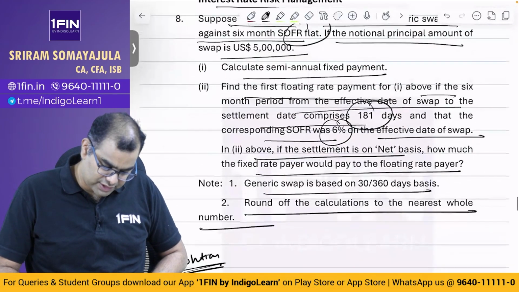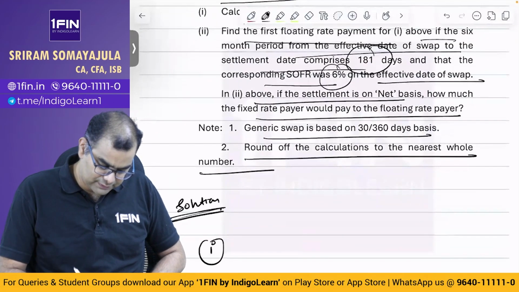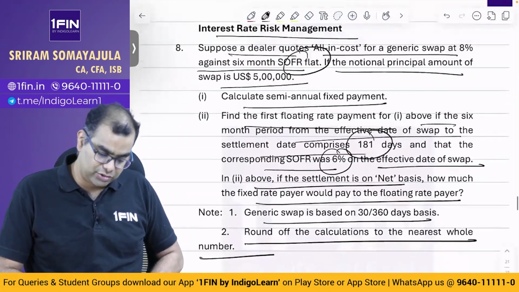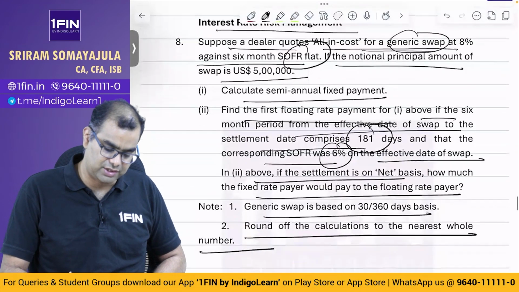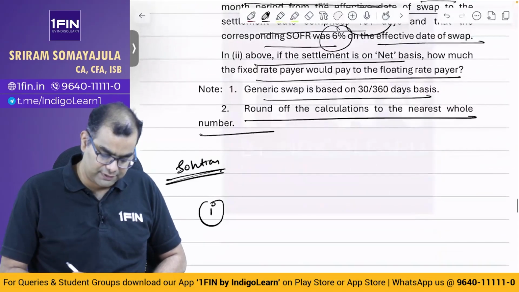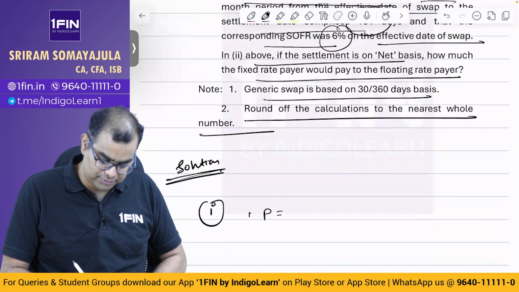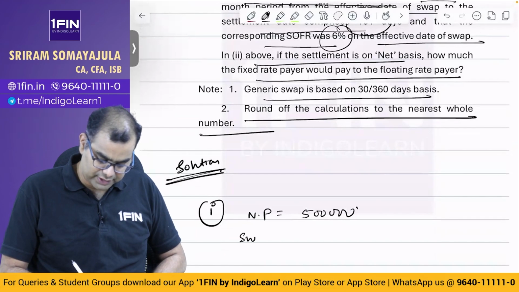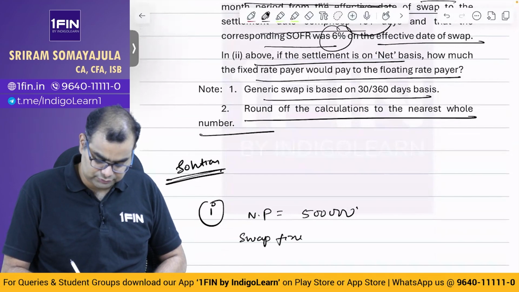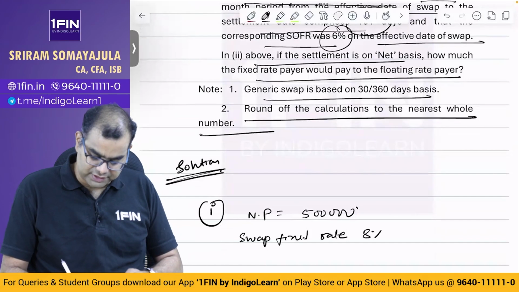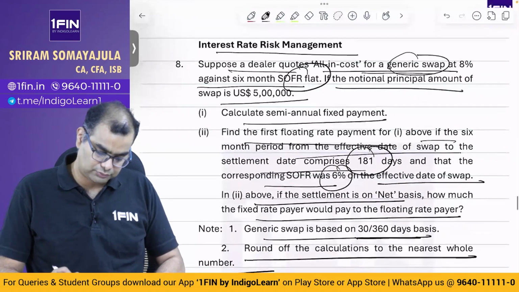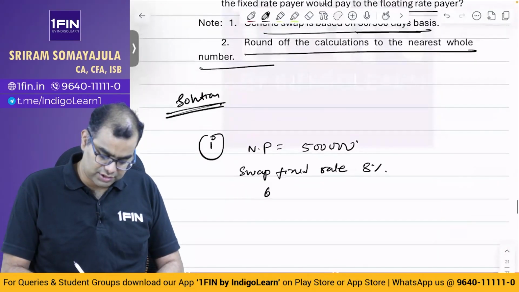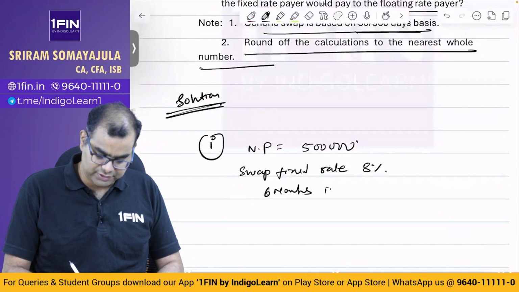Okay. What is the first thing? First, you are supposed to calculate the semi-annual fixed payment. You are doing an all-in generic swap, all-in cost for a generic swap at 8% against 6-month SOFR flat. Notional principal is 500,000. Swap fixed rate is 8%, and it is 30 by 360 basis for 6-month interest payments.